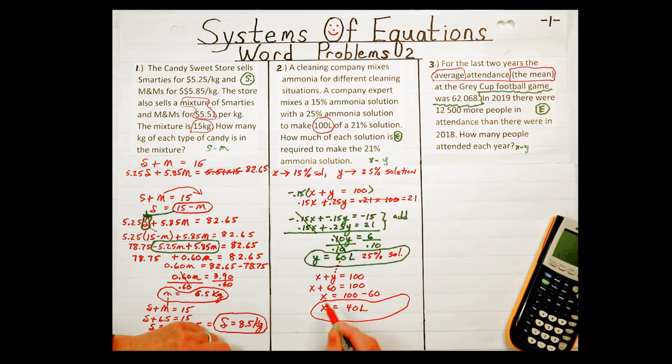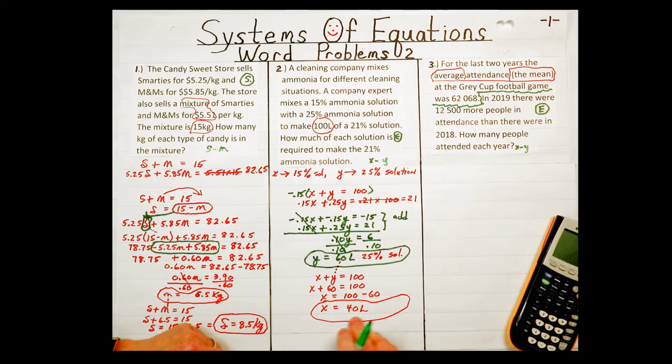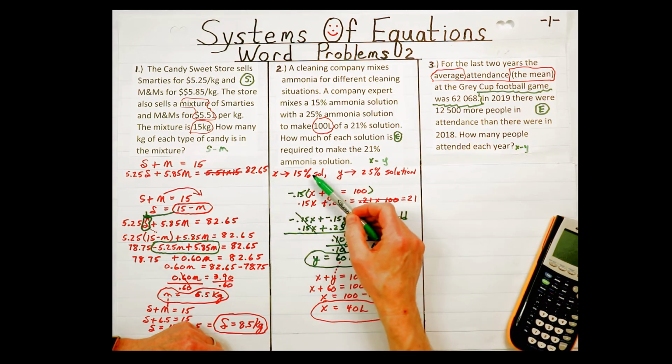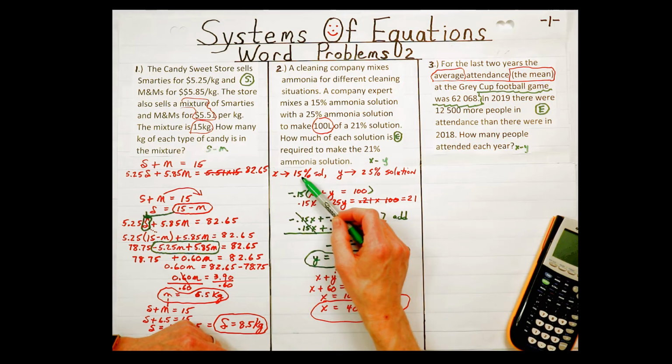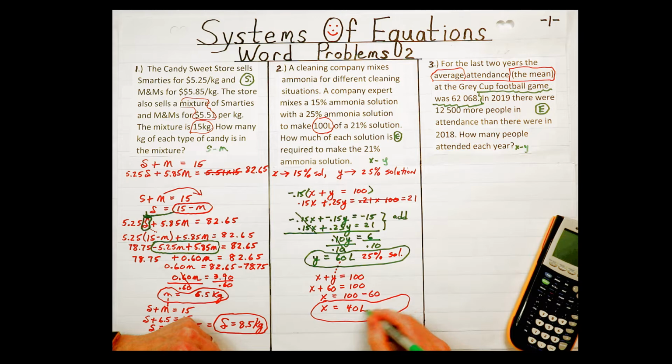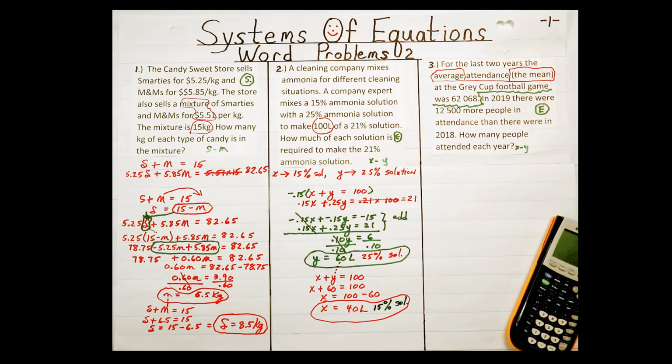And let's put a little description in there. This is 40 liters of what? The 15% solution. So up here at the beginning, I said, let X be the number of liters of the 15% solution. So we have 40 liters of the 15% solution. So that's how you do one of those kinds of mixtures.